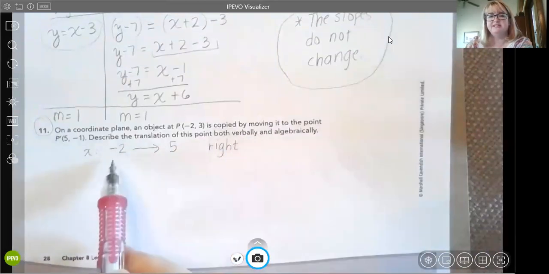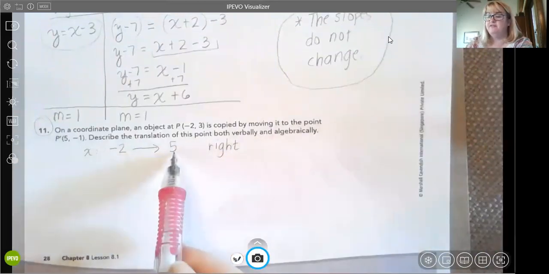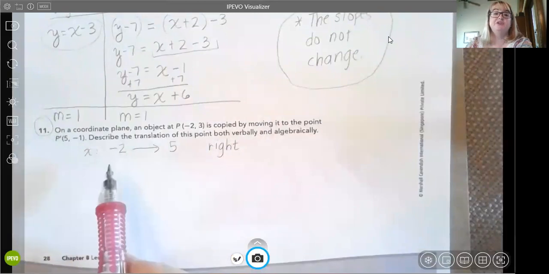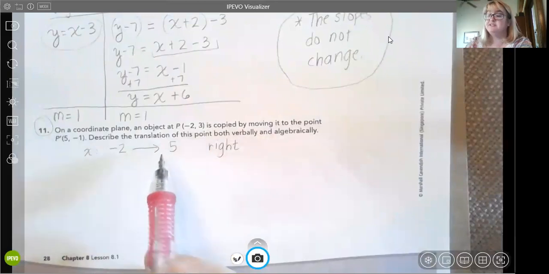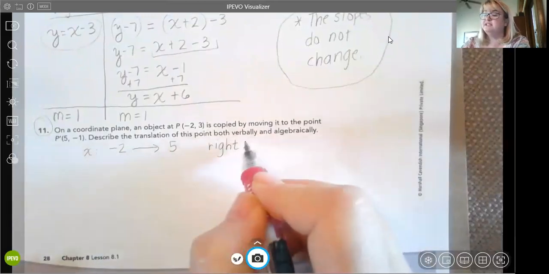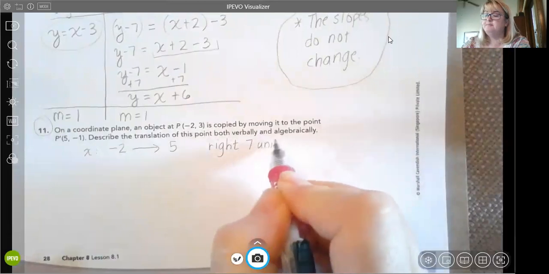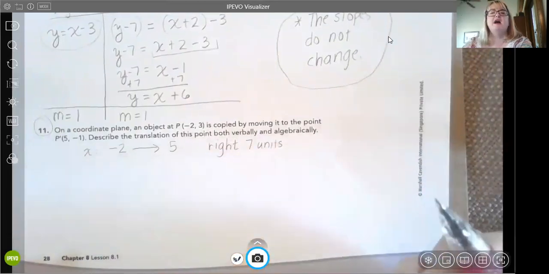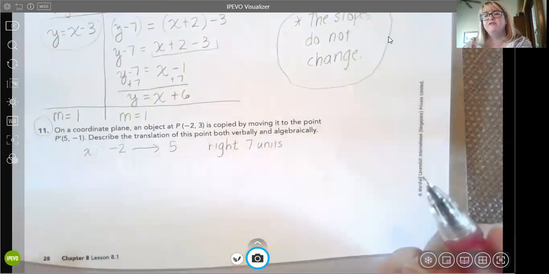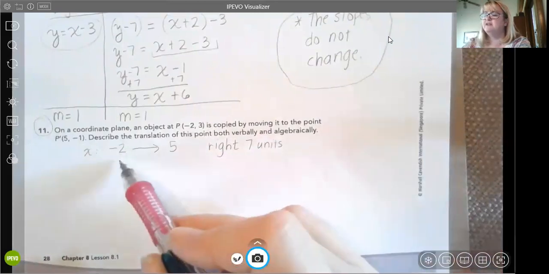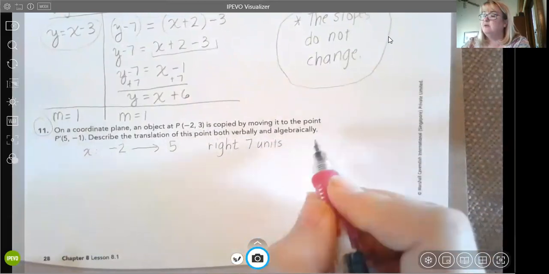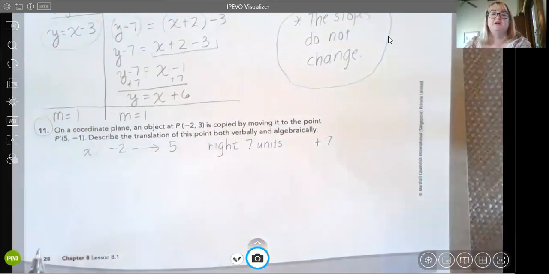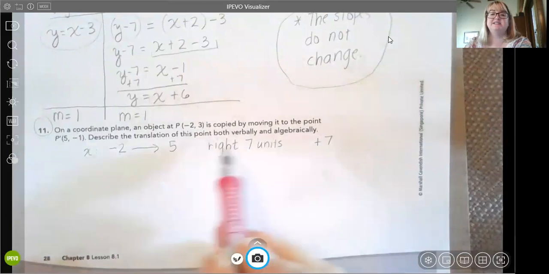And how many units is it from -2 to 5? Well, if you start at -2 and get to 0, 2 spots. And then if you go from 0 to 5, you've gone 5 spots. So you're actually moving to the right 7 units. Okay. Now think about if we're moving on the x-axis, if we go from -2 to 5, is it a +7 or -7? Well, it's a +7 situation. Okay. So that is the x movement.